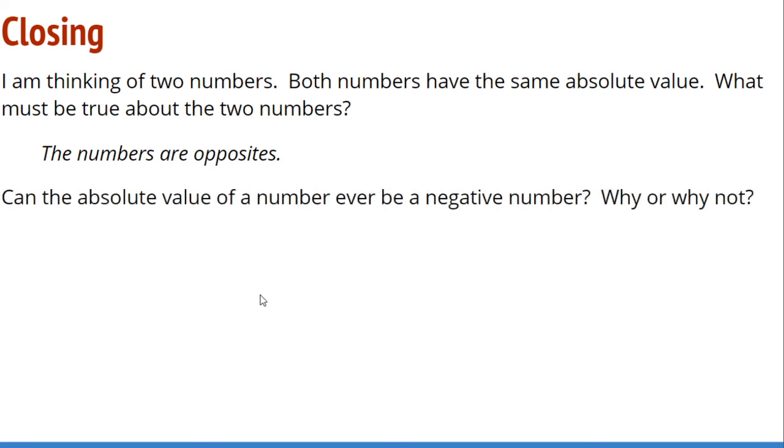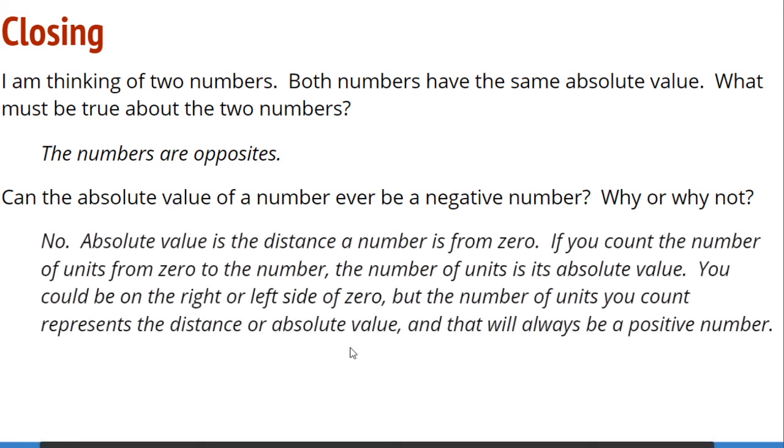Can the absolute value of a number ever be a negative number? Why or why not? Pause and think about that for a moment. Can we have a negative absolute value? The answer is no, because absolute value is the distance a number is from 0. If you count the number of units from 0 to the number, the number of units is its absolute value. You could be on the right side or on the left side of 0, but the number of units you count represents the distance, or the absolute value, and that will always be a positive number.